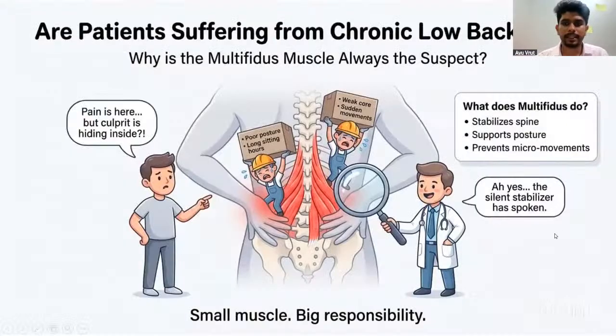So my next insight will be: is your patient suffering from chronic low back pain? Is it the multifidus muscle? Always the suspect. अब हम multifidus muscle होता क्या actually? See, if we split the term, multi मतलब बहुत सारा, many, and fidus means split. A muscle that is split. So the multifidus muscle, as you can see in this picture, is split outside.